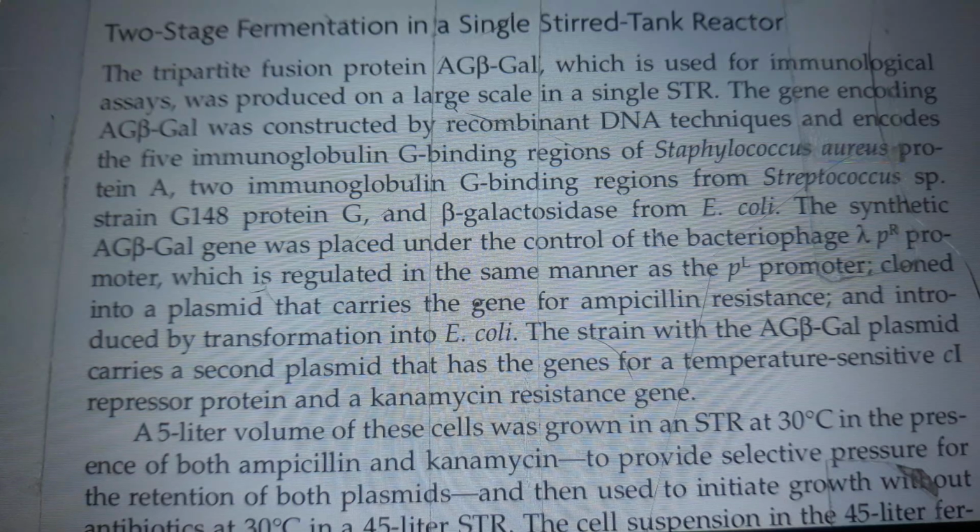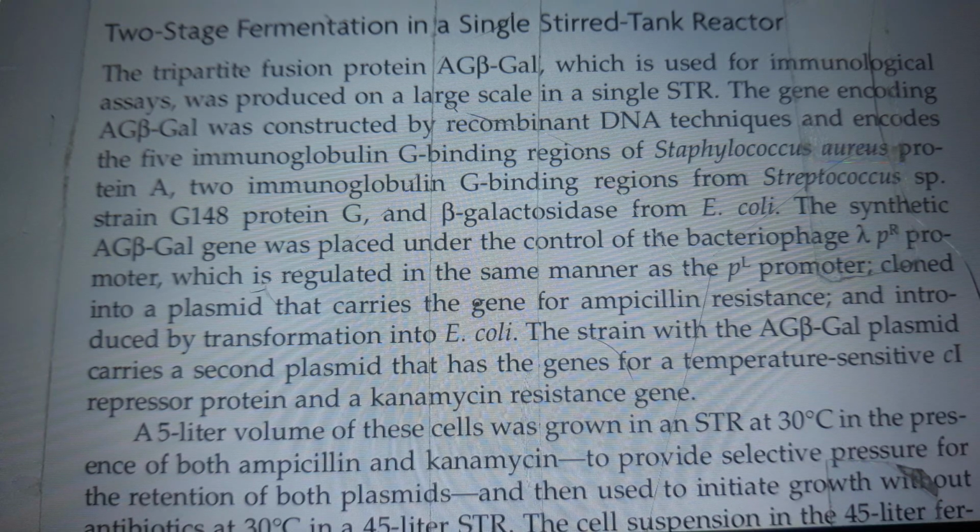Two-stage fermentation in a single-stirred tank reactor. The tripartite fusion protein Ag-beta-gal, which is used for immunological assays, was produced on a large scale in a single STR. The gene encoding Ag-beta-gal was constructed by recombinant DNA techniques and encodes the 5 immunoglobulin G-binding regions of Staphylococcus aureus protein A, 2 immunoglobulin G-binding regions from Streptococcus sp strain G148 protein G, and beta-galactosidase from E.